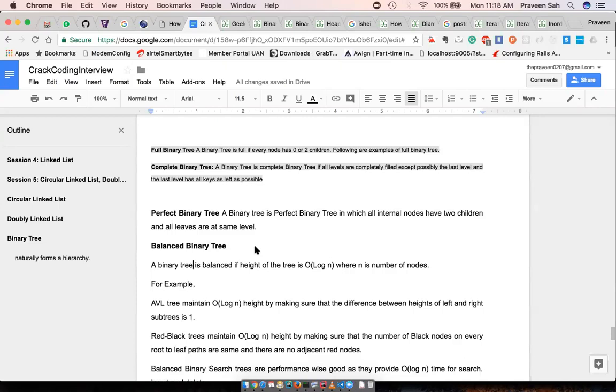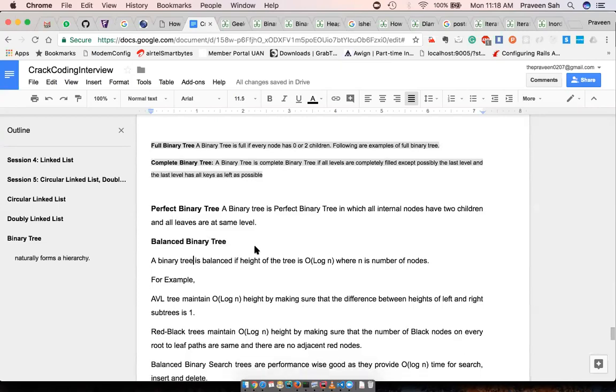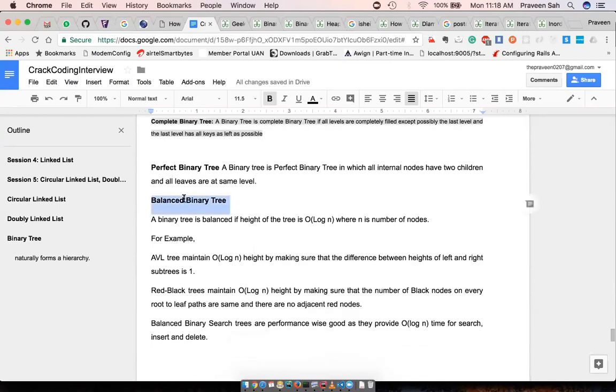Whenever we discuss trees, we assume that it's close to a perfect binary tree. We do not assume a skewed structure. So we will try to keep our tree as perfect as possible, and one way to do that is to maintain a balanced binary tree. It might not be perfect, but it is close to perfect.